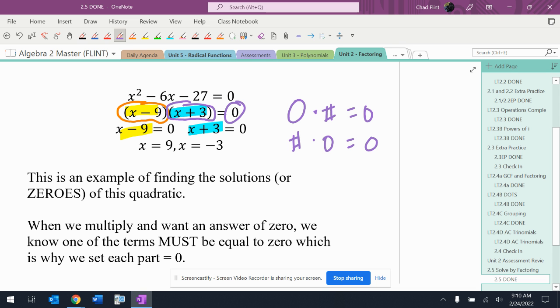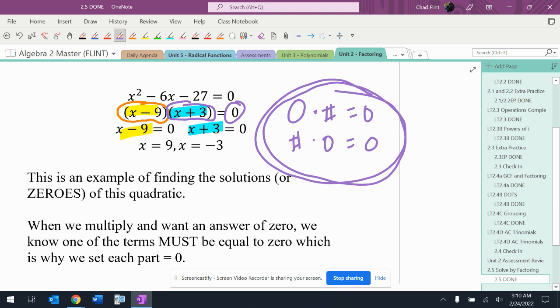If you're thinking they both could be zero, that's not possible because x has to have a single value. So we can't have two different numbers to make each parenthesis equal to zero. So we're trying to make this happen right here. And that's how this process works.